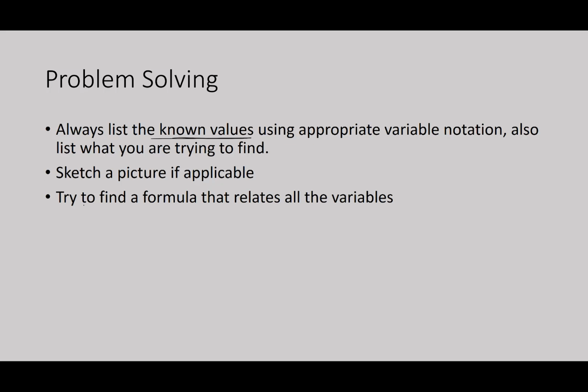Okay, the second thing, sketch a picture if applicable. Usually I will use a picture for an object being thrown up and then falling back down. And then the third thing we want to do is we want to try to find a formula from our list that relates all of the variables together. So the variables that we wrote up in here, we're going to try to find a formula that relates them.